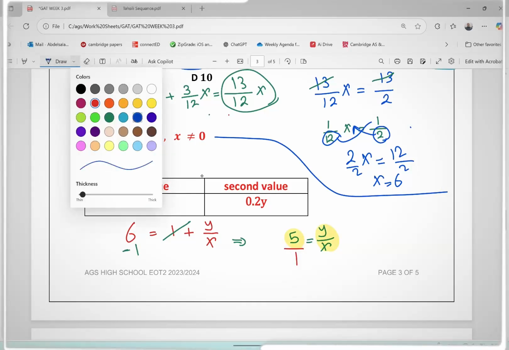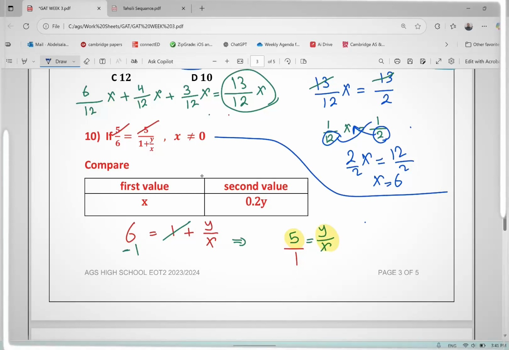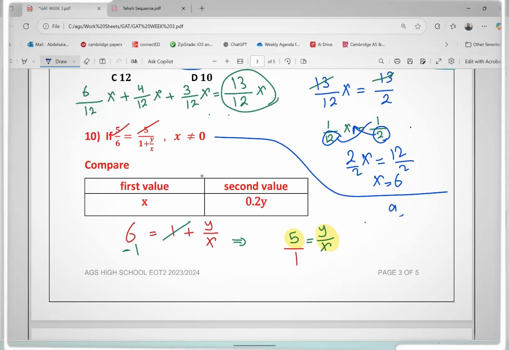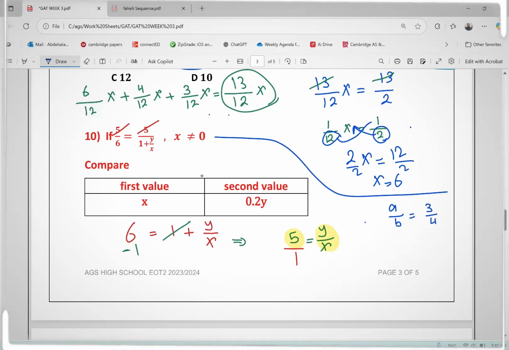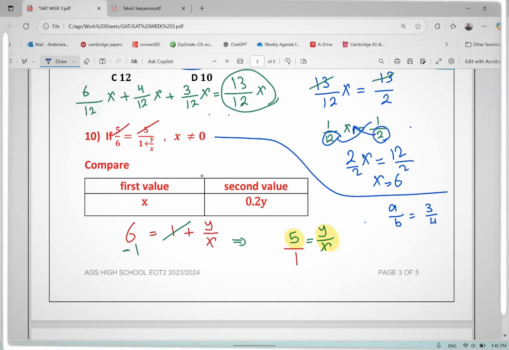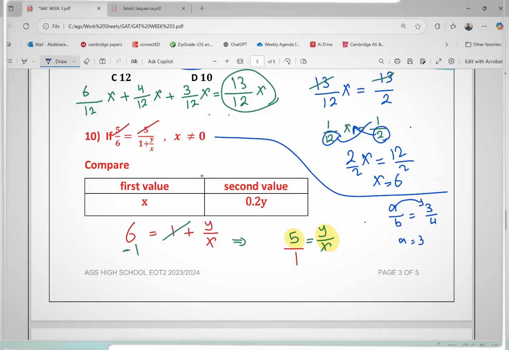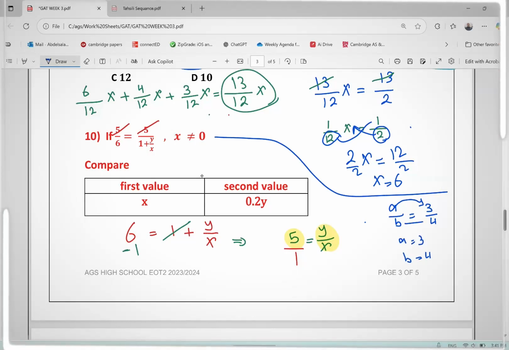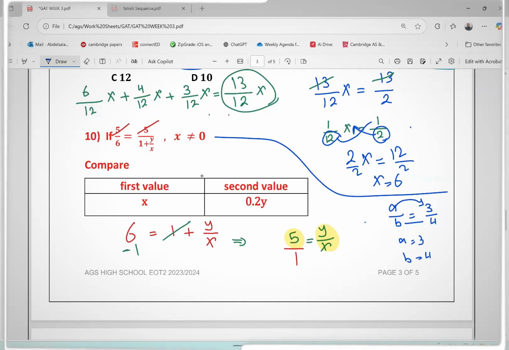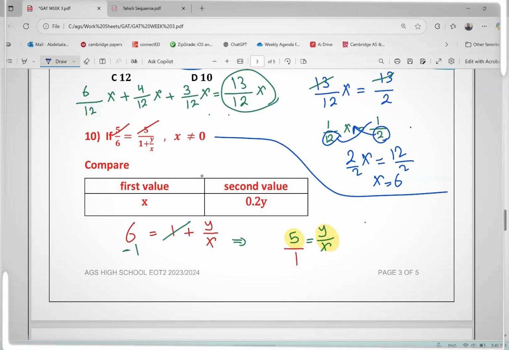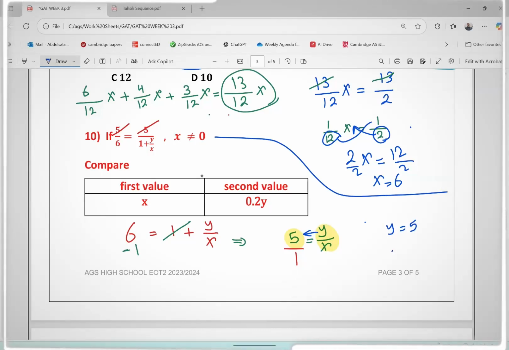And here we're going to use a property, guys. Later we will use it many times. This property is, if you have a over b equals 3 over 4, you can consider, and I'm talking about consider, not that it must be equal, especially in comparison, you can say that a equals 3 if b equals 4. So numerator equals numerator and denominator equals denominator. Can I apply this property here? Yes, you can. So in this property, y equals 5 and x equals 1.